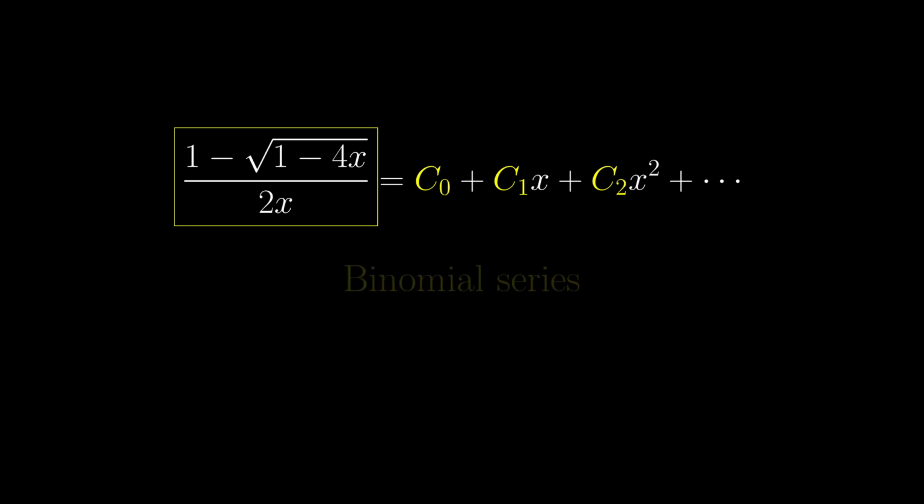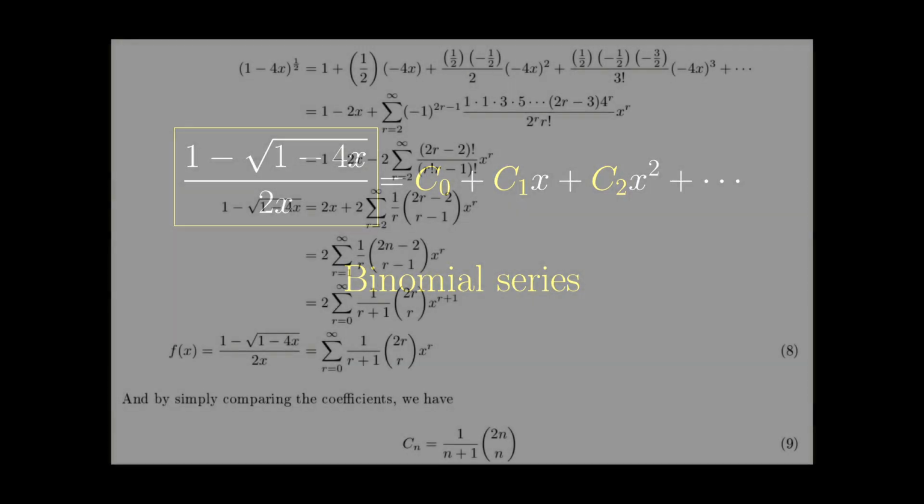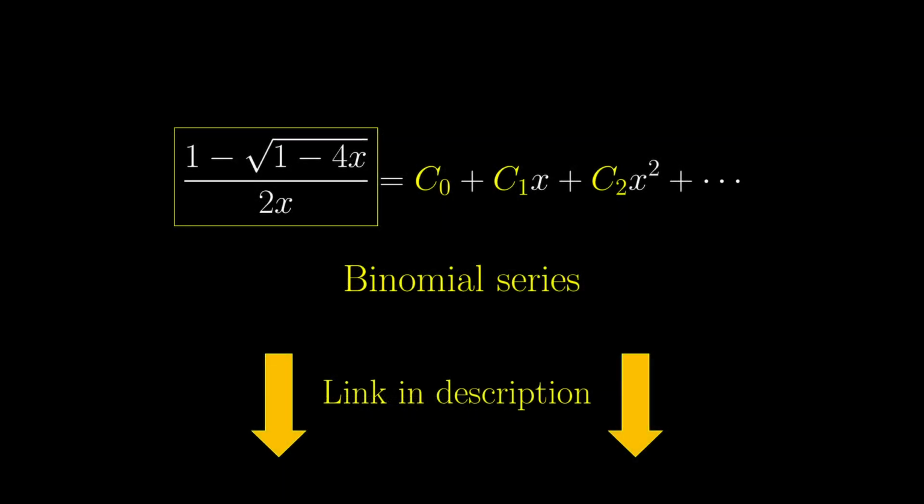And it can be done using something called the binomial series, which is the generalized version of the binomial theorem. The exact derivation process is not difficult, albeit tedious, so I will not do it step by step here. If you want, there is a link in the description to see this document. But I hope it is clear that this is a special way of deriving the formula for Catalan numbers.